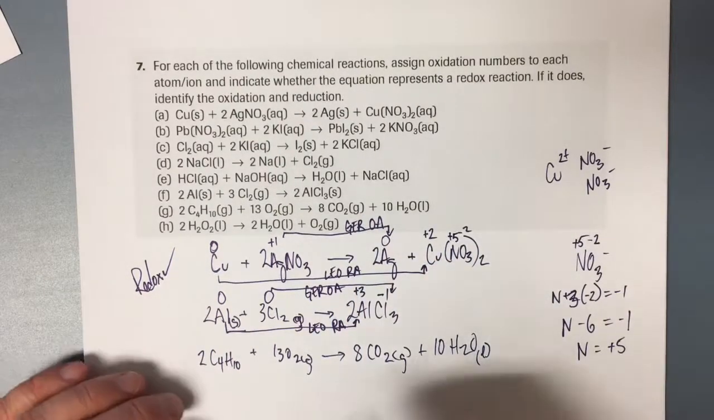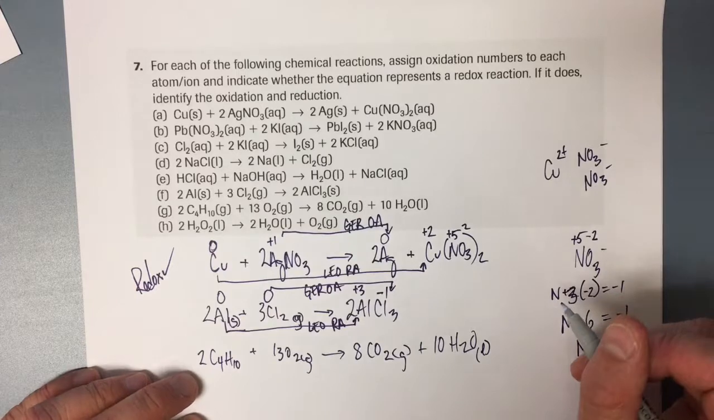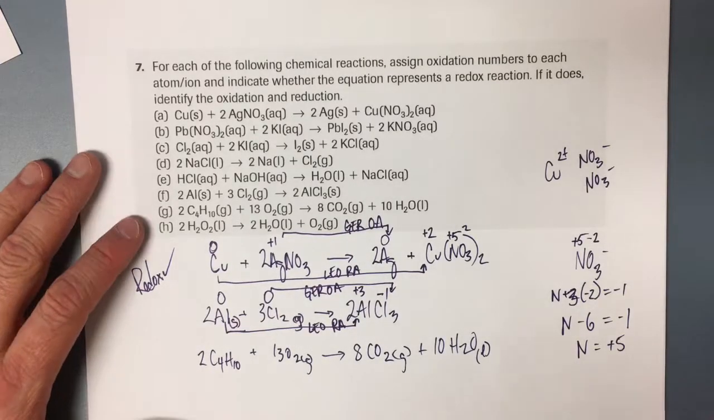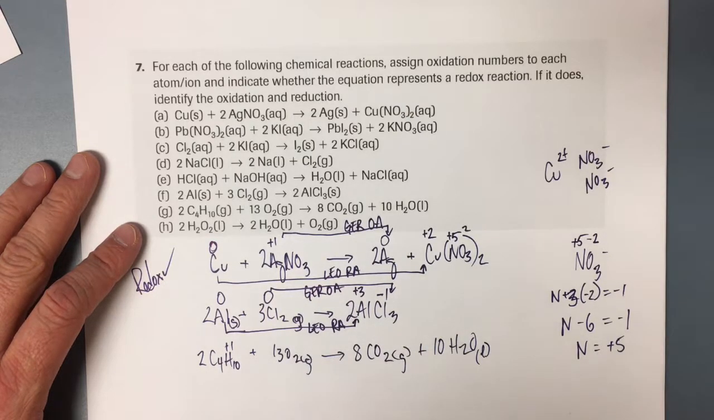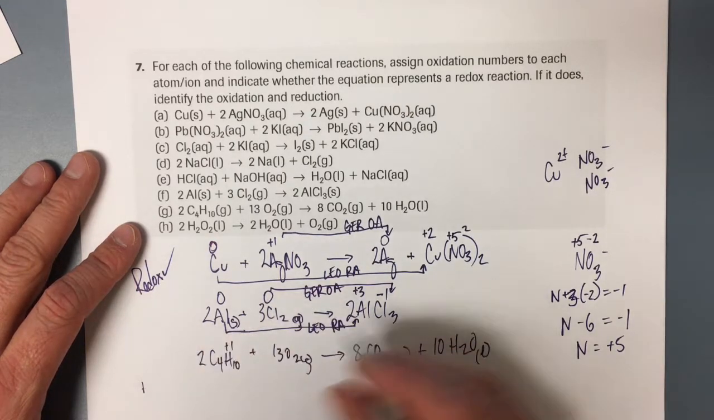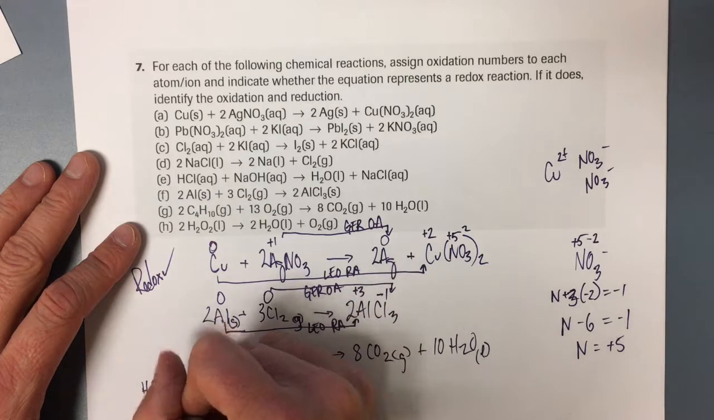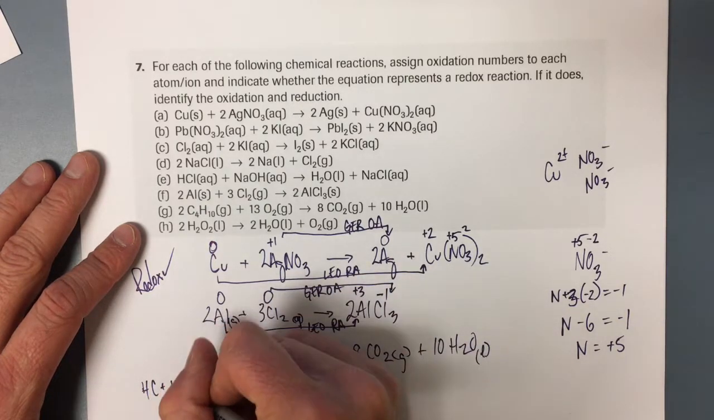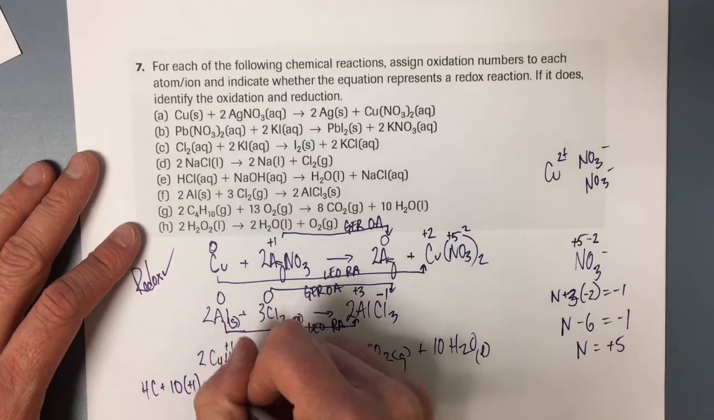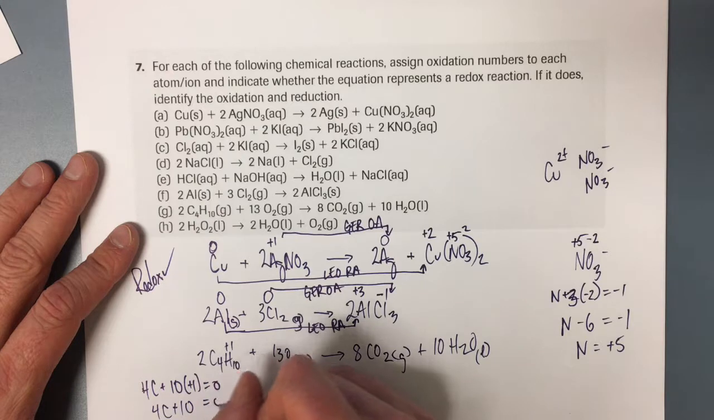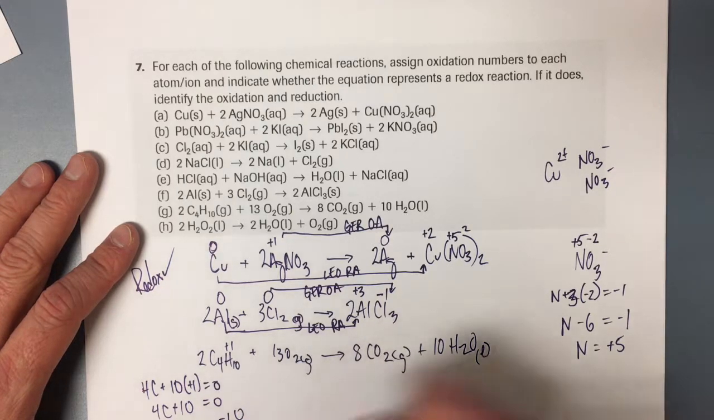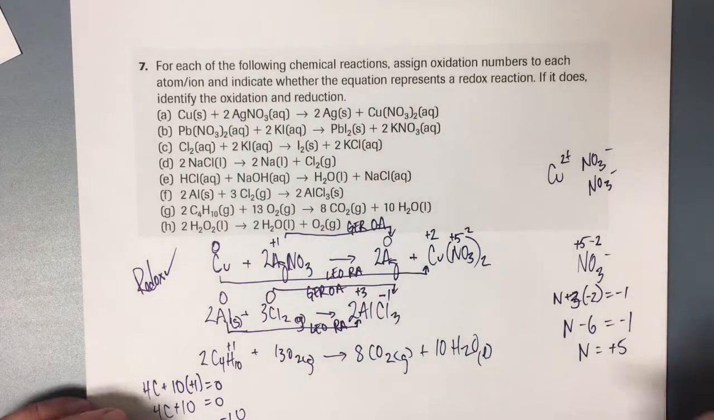Combustion reactions are common to see in Chem 30. Here we've got hydrogen has a +1. We have 10 of them. And so 4 carbons plus 10 times +1 equals 0. So 4 carbons plus 10 equals 0. 4 carbons equals -10. Carbon equals -10 over 4. So we get a fraction, but that's going to be okay.